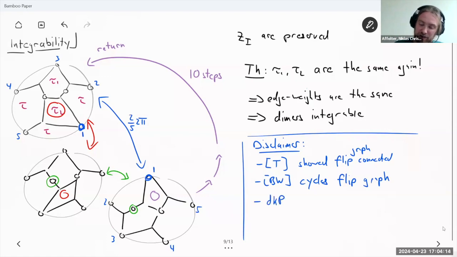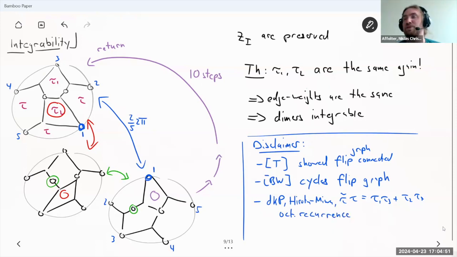And this equation that we had, tau tilde tau plus equals tau 1, tau 3 plus tau 2, tau 4, is also called the discrete Pylyavskyy equation, which is also known as the Hirota-Miwa equation, depending on whether you ask Russians or Japanese people. And if you ask American people, it's called the octahedron recurrence. That's because it has been rediscovered several times in different contexts.